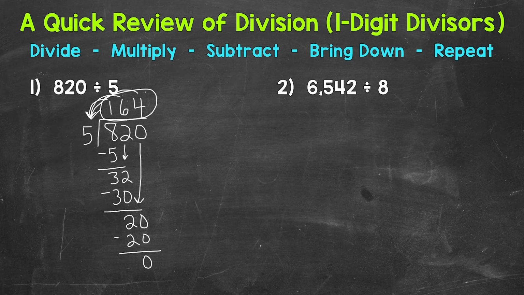We know we're done because we went all the way over to the ones place, and we do not have anything else to bring down. We do not have a remainder, so this worked out perfectly, so to speak. 820 divided by 5 equals 164. Let's move on to number 2, where we have 6,542 divided by 8. So let's set this up.